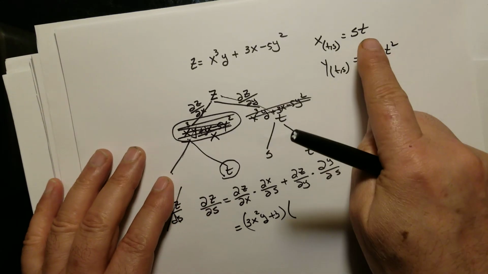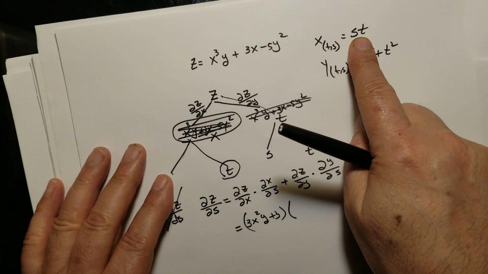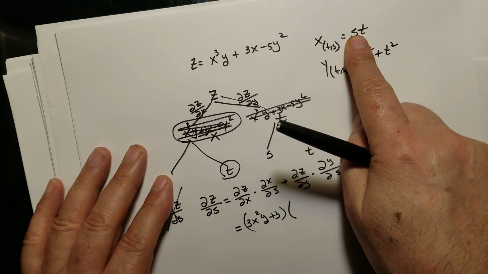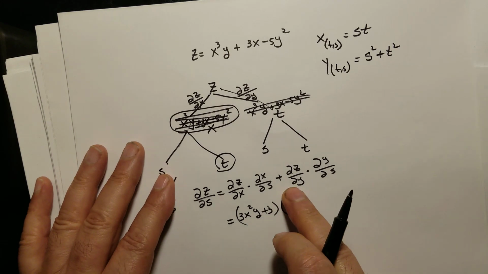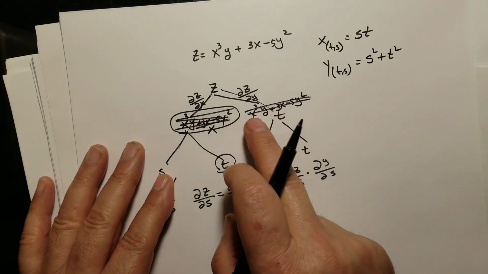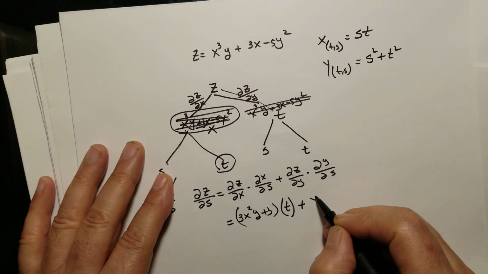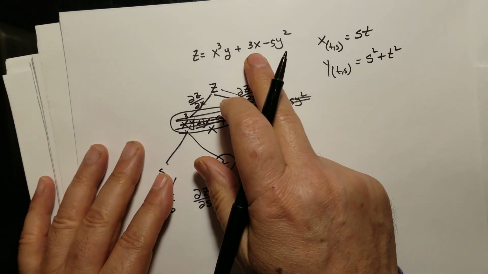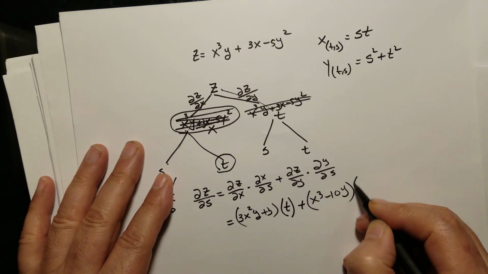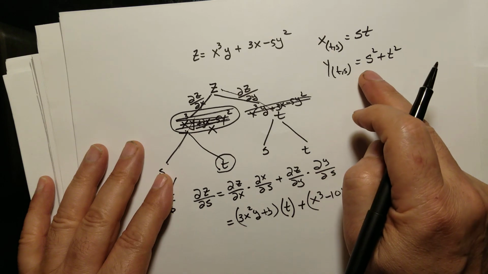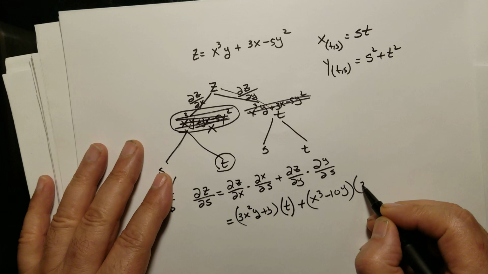And I have to multiply by the derivative of x with respect to s, because t is a constant, that becomes only a t. Plus, what is the partial derivative of z with respect to y? This one becomes x cubed. This is constant, 0, negative 10y. Then I need the partial derivative of y with respect to s. This is a constant, is 0, and that becomes a 2s.